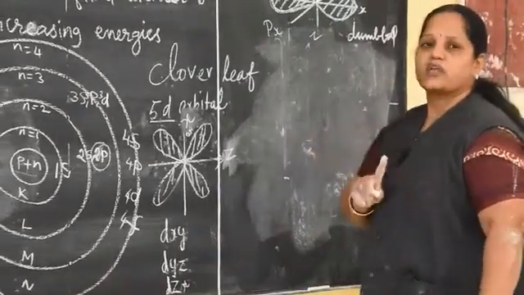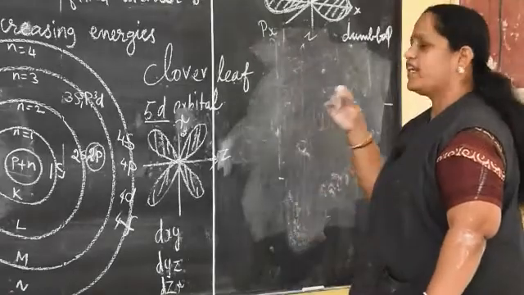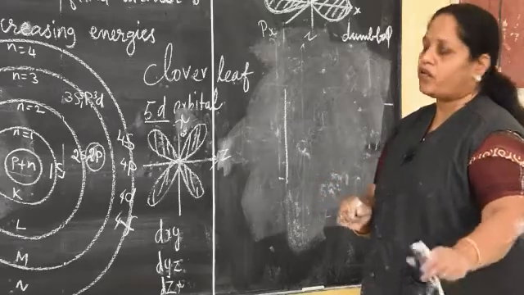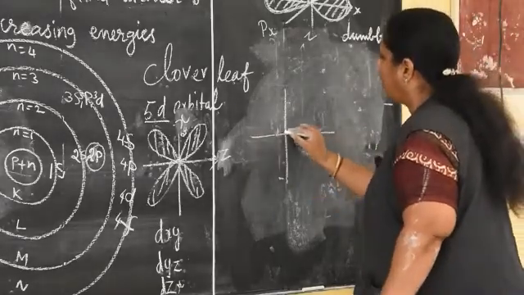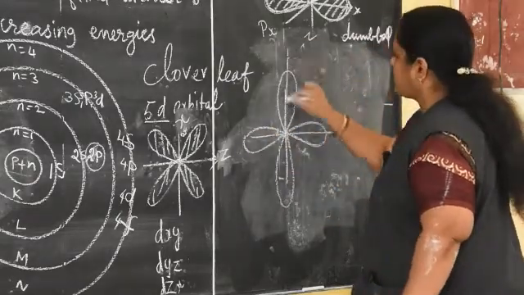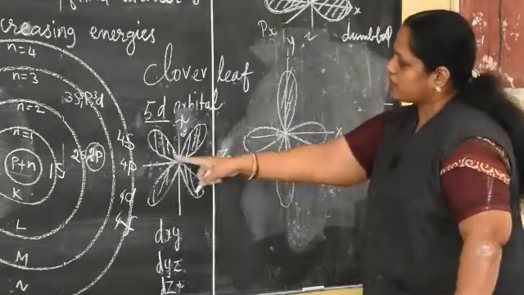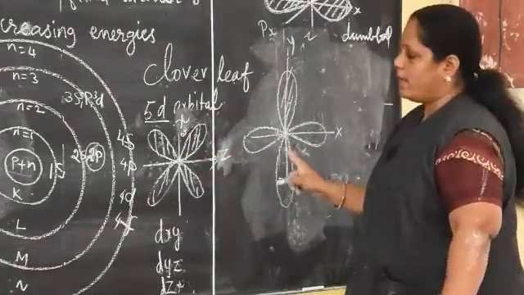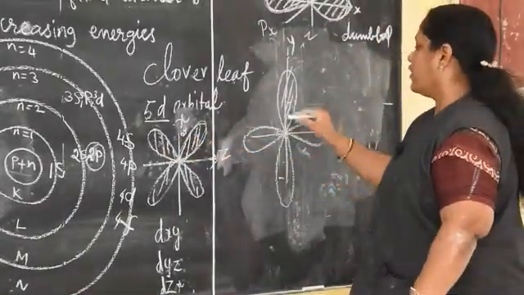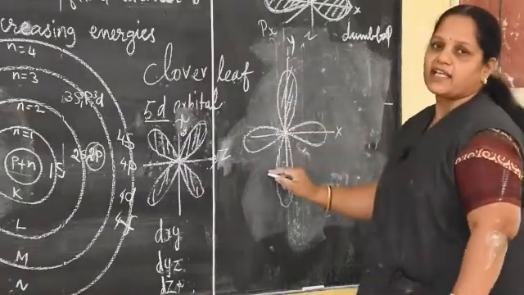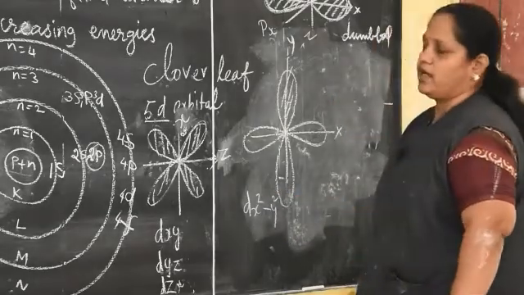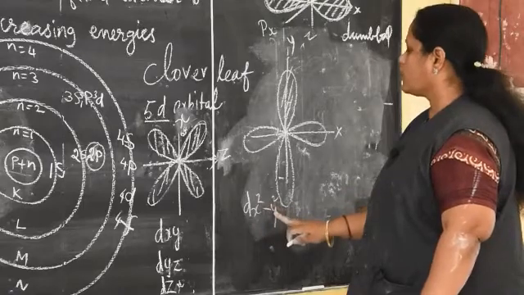Now what about the fourth one? The fourth one is very important; it is a frequent question in 11th standard as well as 12th standard. Among the following, which differs from the others, they ask like that. Now the 2 dumbbells lie here. This is the x-axis, this is the y-axis. What is the difference between these 3 and this one? Here the lobes lie in between the axes. Here the lobes lie along the axes. So this is referred to as the dx square minus y square orbital. The fourth one is dx square minus y square.